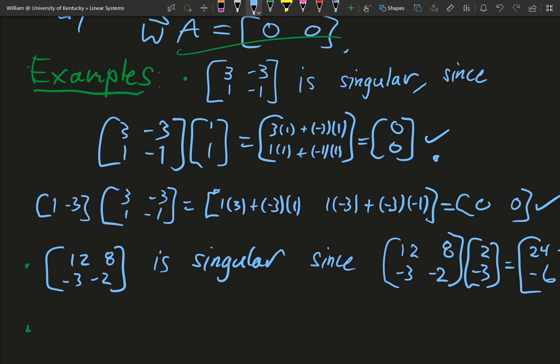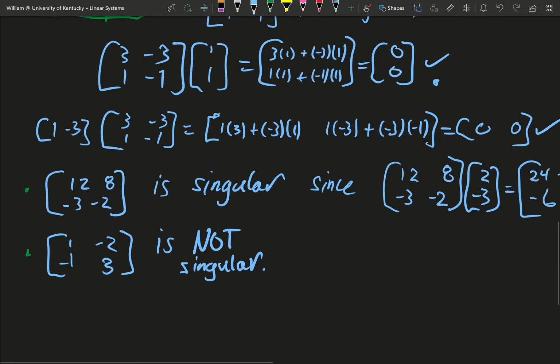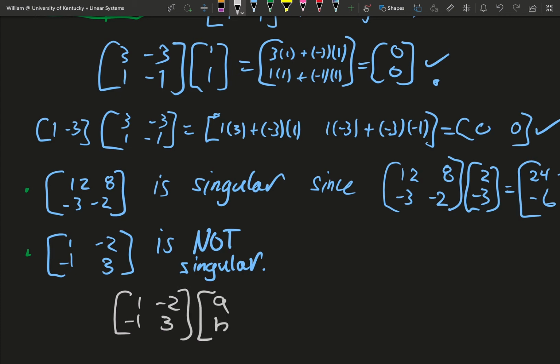On the other hand, a little bit harder to show, but if I look at this matrix, it's not singular. And to see this, what we're going to do is plug in a vector, set it equal to 0, 0, and then we should see that the only way to get this is if A and B are both 0.